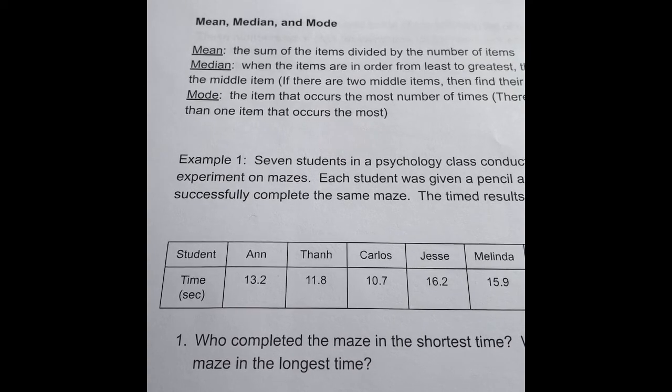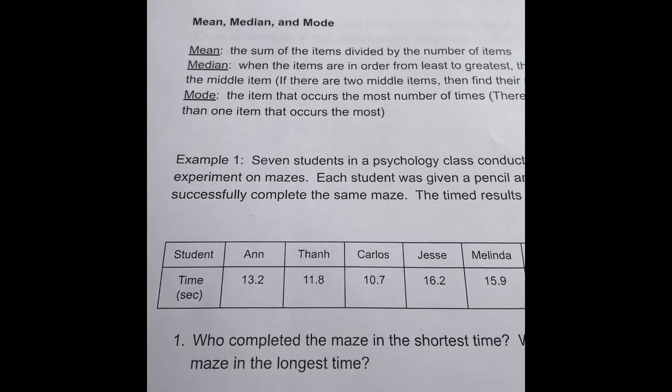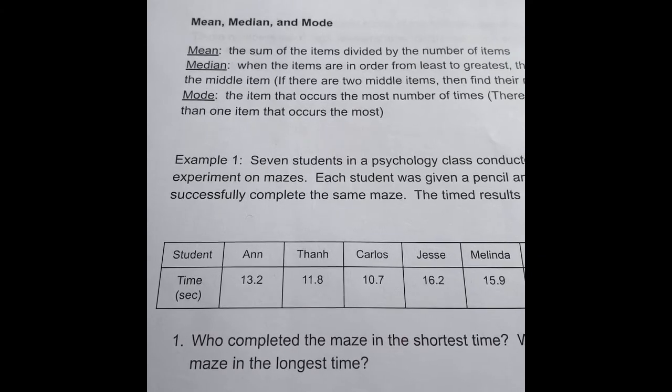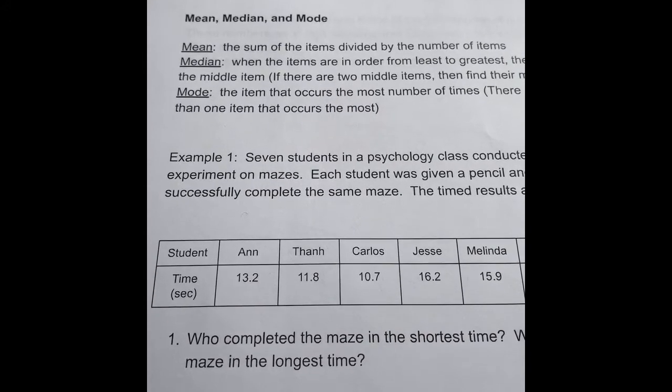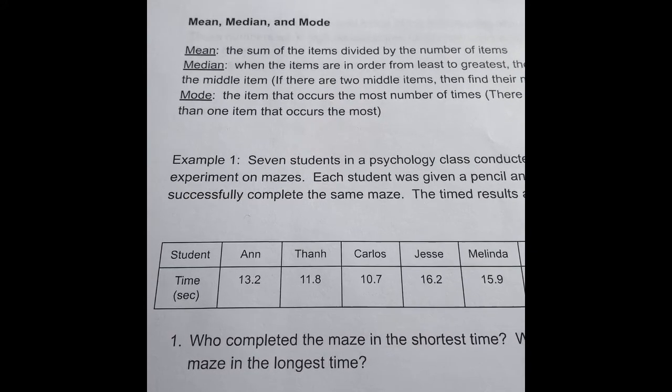So on this last lesson, we are going to learn how to find the mean, median, and mode. I've defined what each of these means, so you'll see that the mean is the sum of the items divided by the number of items.